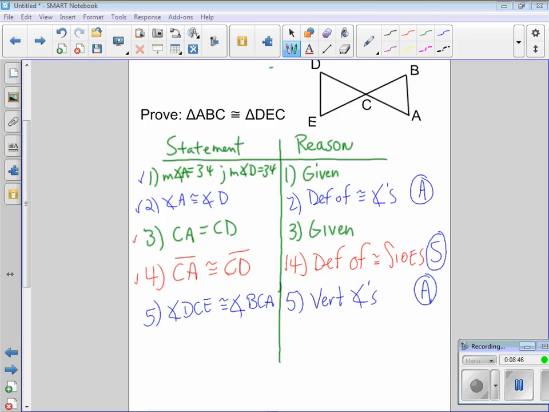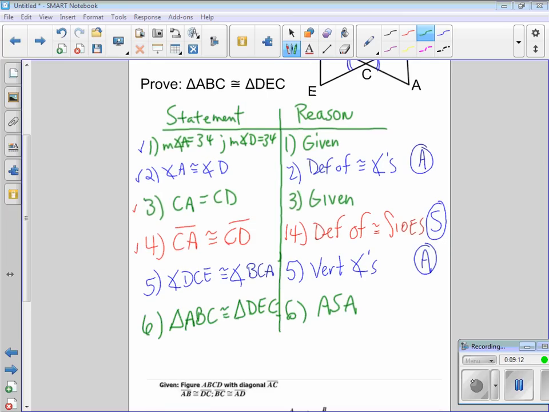All right, so my fifth line, if I'm following an angle side angle proof, would be to show another set of angles are congruent. DCE, which is that angle up here at C, DCE, and angle BCA are congruent because they're vertical angles. Okay, so I've completed it. Now I've got that the two triangles are congruent using angle side angle. Now I'm ready for my last statement.